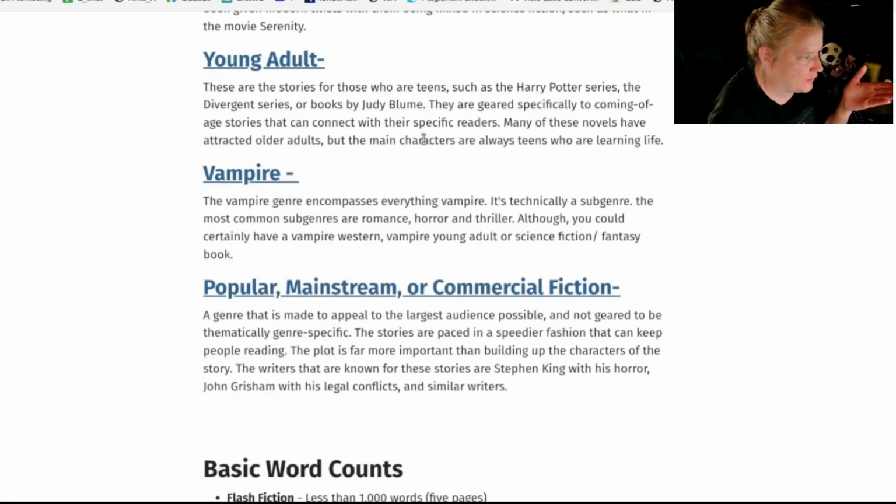Many of these novels have attracted older adults, but the main characters are always teens who are growing up and coming into their own. These usually attract a wide audience. They're usually less stressful to read than some adult books.